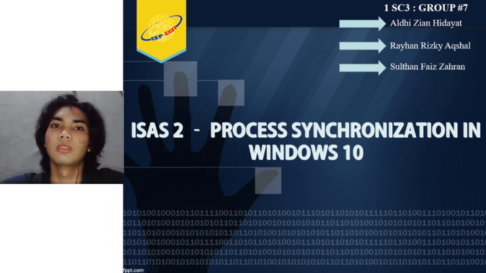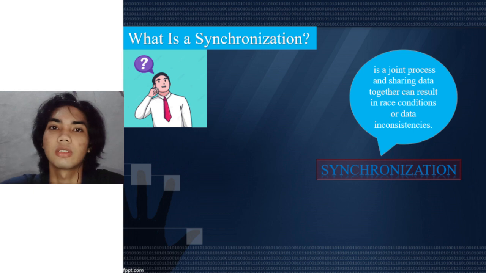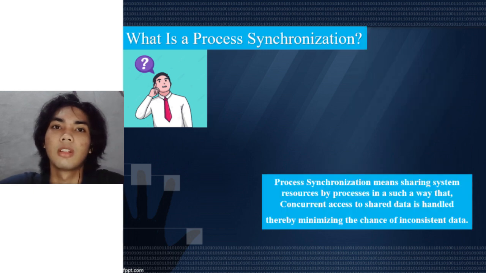So, synchronization. What is synchronization? Synchronization is a joint process and sharing data together can result in race condition or data inconsistencies. What about process synchronization? Process synchronization means sharing system resources by processes in such a way that concurrent access to shared data is handled, thereby minimizing the chance of inconsistent data.